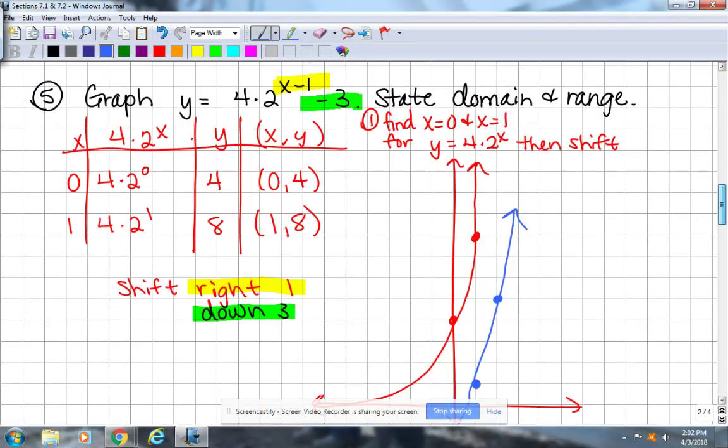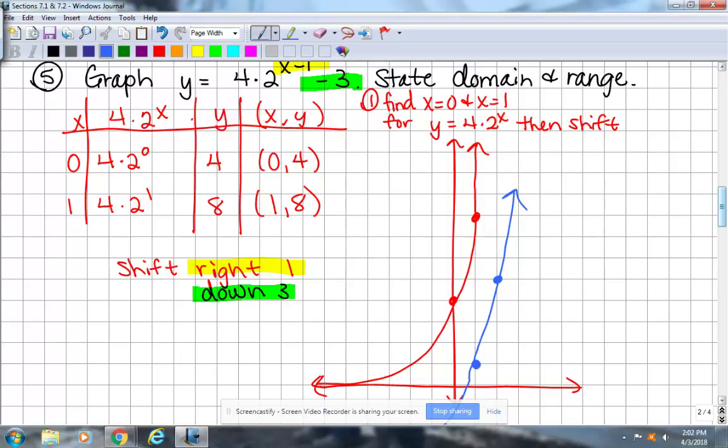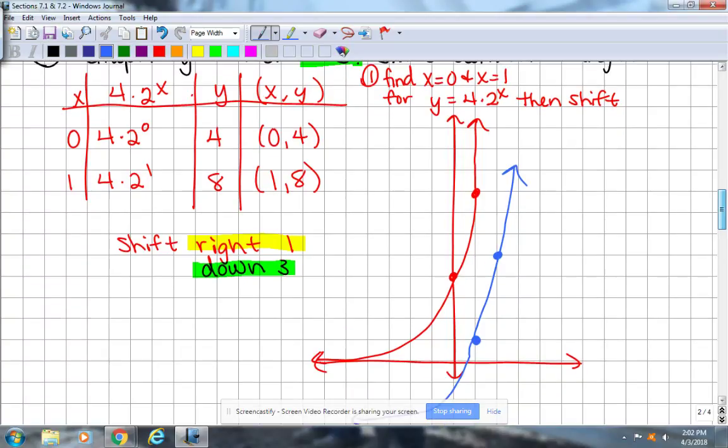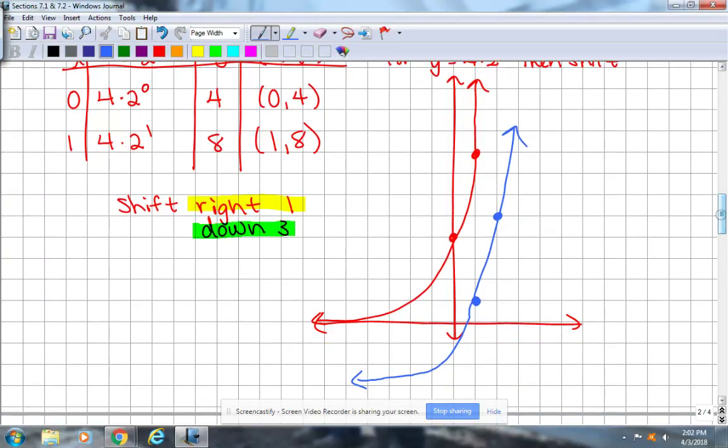So you simplify the equation, graph that one, do your shifts, and then it says state the domain and range, where our domain is our x's. It's going to be all real numbers. If you write ARN, I know what you mean, all real numbers. And your range, the y's have to be greater than -3. Y is greater than -3.